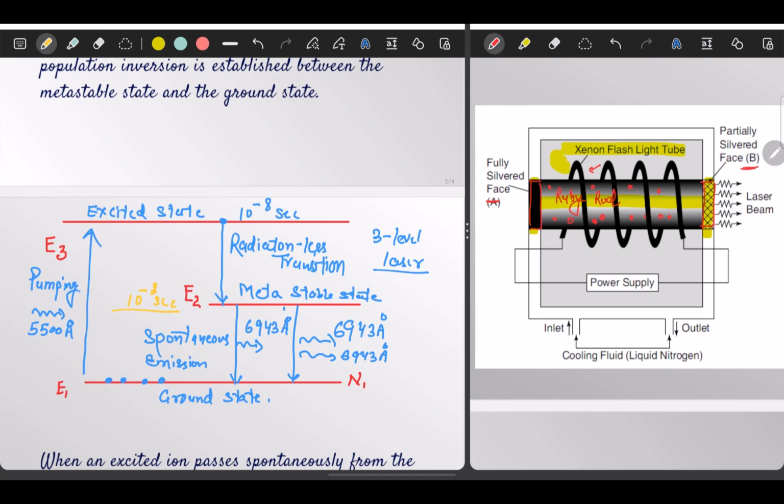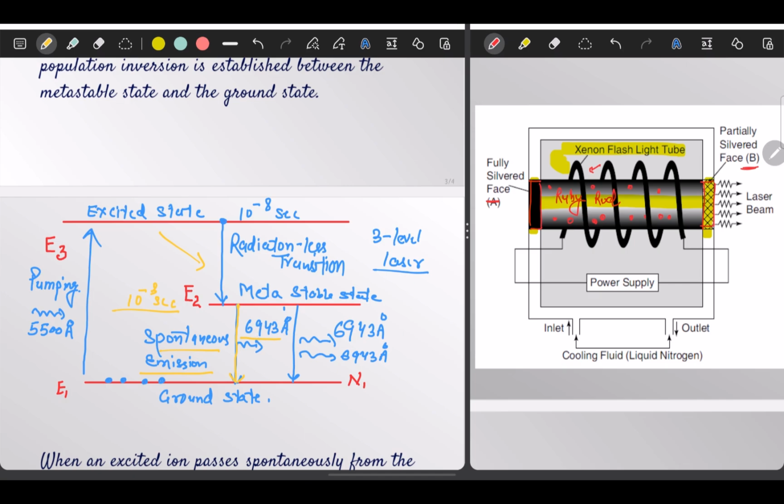Okay, now this metastable state is a little bit stable, or more stable than the excited state, but less stable than the ground state. This electron will jump back to the ground state again and will release a photon. Okay, now initially this process is spontaneous emission. Now where will this photon go?